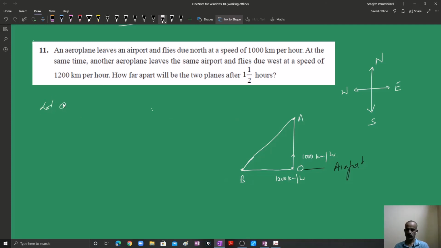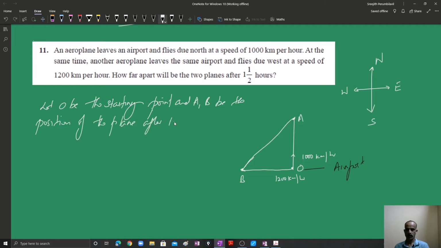So let O be the starting point, and A and B be the positions of the planes after 1.5 hours. So how much is distance OA? Distance OA is equal to traveling 1000 km per hour for 1.5 hours. So 1000 into 1.5: in 1 hour 1000 kilometers, so 1000 plus 500 gives 1500. Simple calculation.